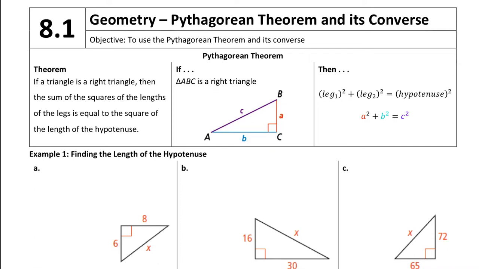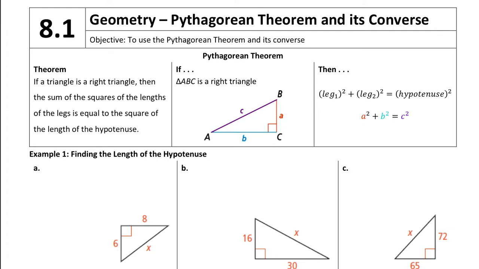Okay, so to start Chapter 8, we're going to talk about something that is actually applicable in Algebra 2 for sure, and that's trigonometry. We will get to that after the first few lessons, but the first lesson we talk about today is something called the Pythagorean Theorem, and it has to deal with only right triangles.